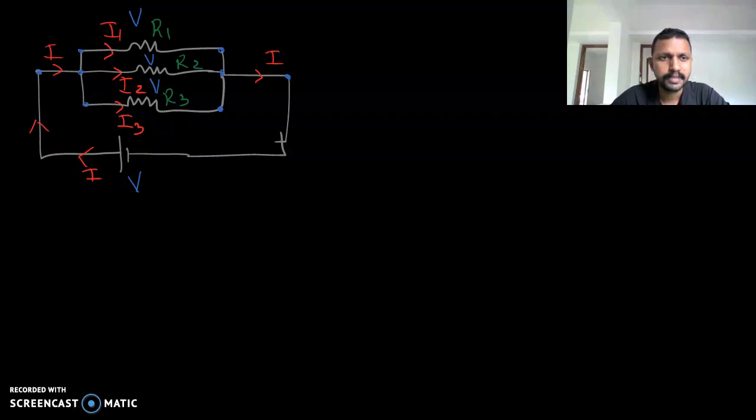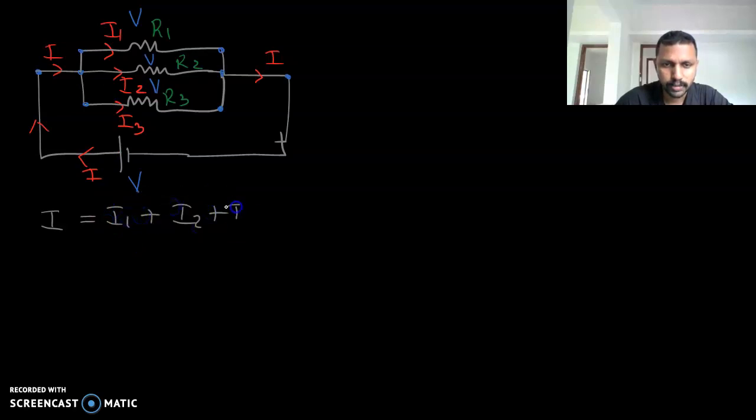Voltage is same. Then we could write the relation, that is total current I is equal to I1 plus I2 plus I3. And since I is equal to I1 plus I2 plus I3 is the relation over here, we will have to use Ohm's law. We know Ohm's law, V is equal to IR. Therefore, I is equal to V by R. According to Ohm's law, we could write I is equal to V by R.